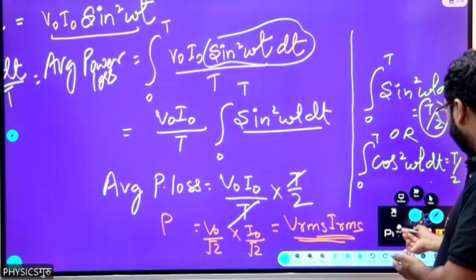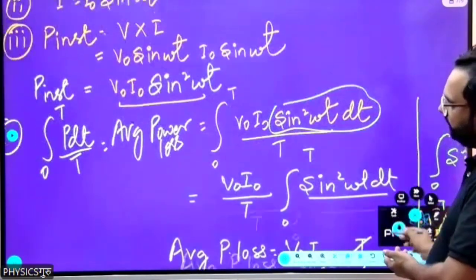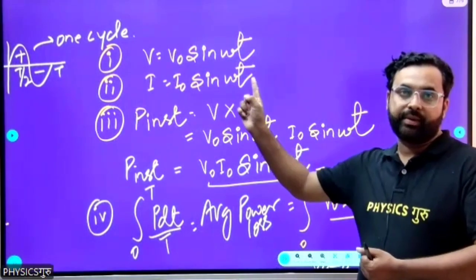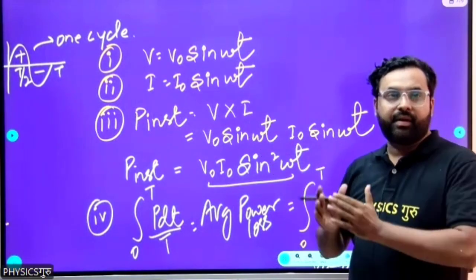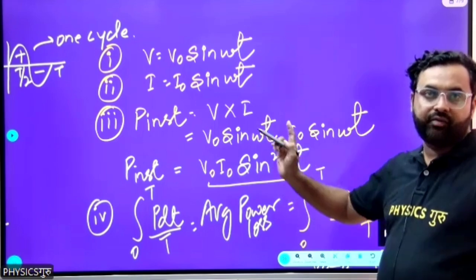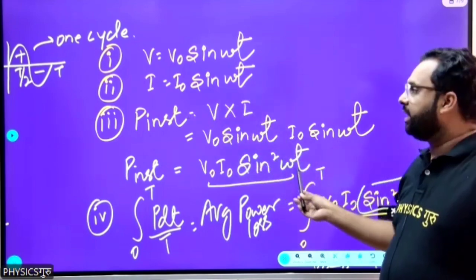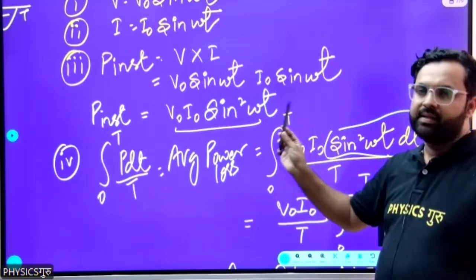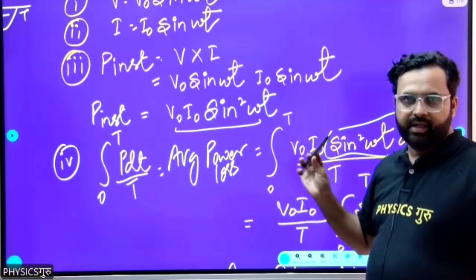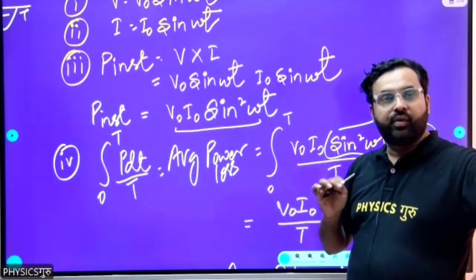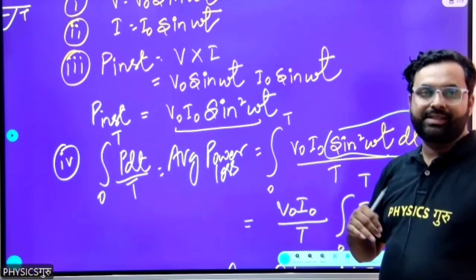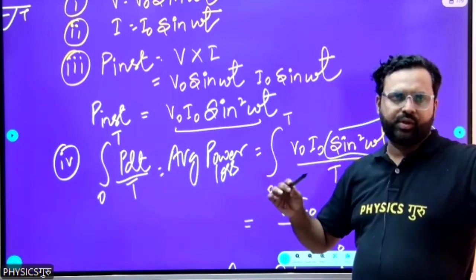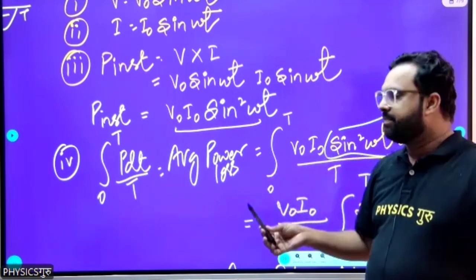So I will repeat the steps once again. First, we need to write the voltage expression, V naught sine of omega t. Second step, related with current, you need to write the current formula, I is equal to I naught sine of omega t. Then instantaneous power, multiply V with I. So V naught I naught sine square omega t. This is the third step. Fourth step, we need to find average power. And what is the average power? That is the integral from 0 to T of P dt divided by T. That means you need to integrate for one complete cycle.